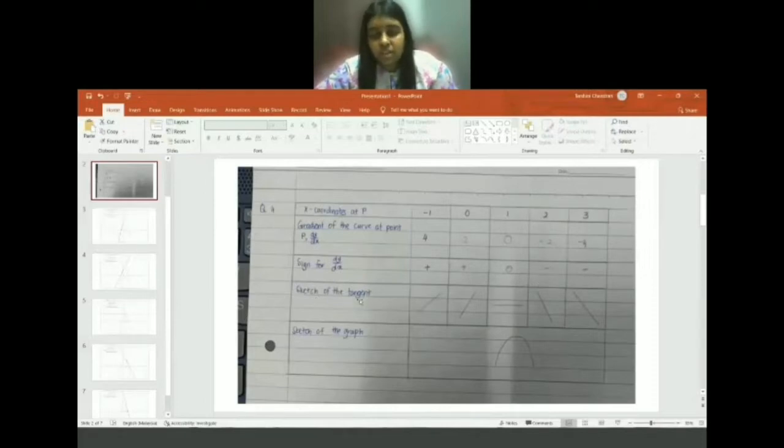The sketch of the tangents are uphill for -1 and 0, horizontal line for 1, and downhill for 2 and 3. Based on the sketch of the tangent, the sketch of the graph is upside down. The parabola is said to be open downwards.